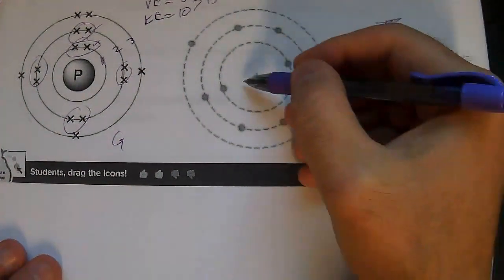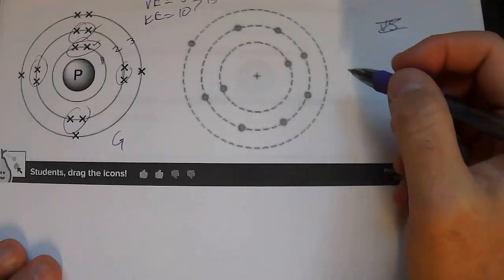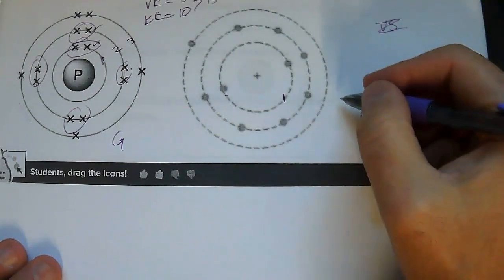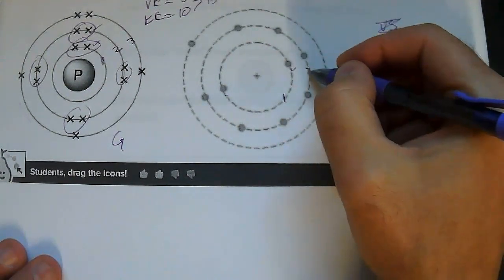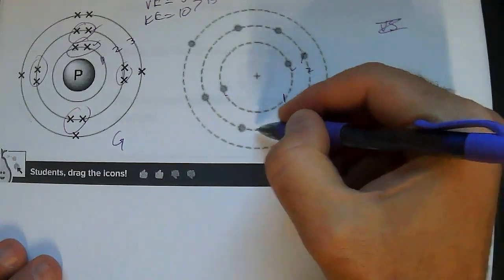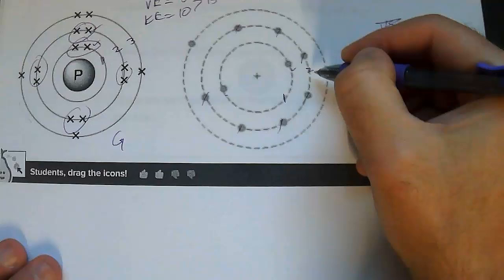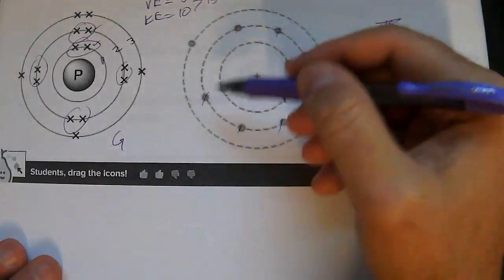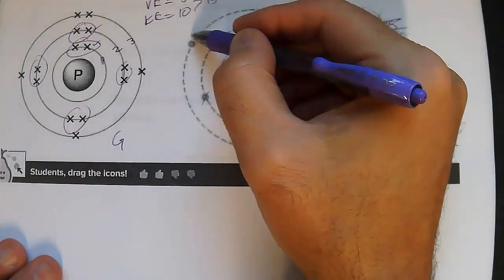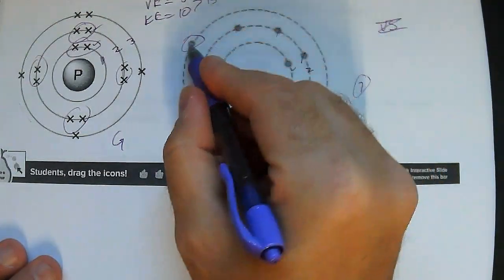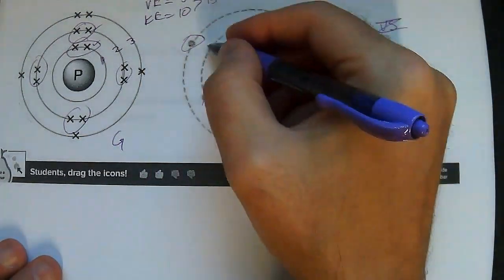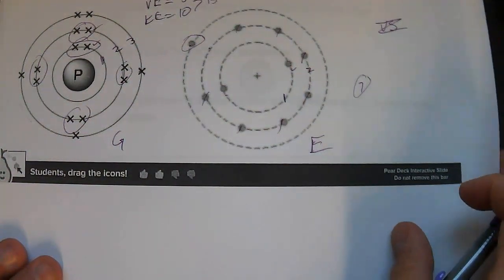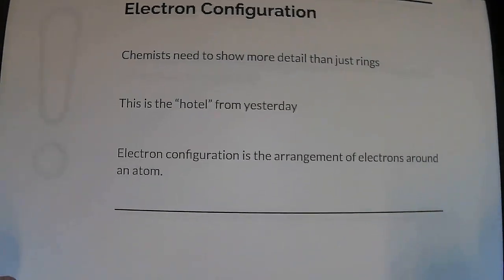Now let's take a look at this one to see if this is ground or excited. Again, in the first energy level, we have 1, 2, so that checks. In the second energy level, we have 1, 2, 3, 4, 5, 6, 7. We only have 7. So if we only have 7, we better make sure that there's nothing in the third energy level, but lo and behold, there is. So this electron should be here. That makes this an excited state atom. This is what we're trying to say.